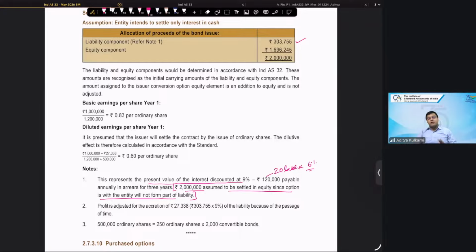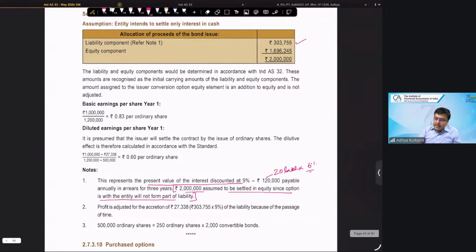You can take that. But I just want to point out that the alternative is also possible because an entity may say, if I have cash, why do I want to issue more equity? I will go for settlement of the liability in cash without a conversion. So my only submission is the alternative is possible, but what the institute has done here is not wrong. It is right. They have given the assumption. So they have assumed 20 lakh to be settled in equity.